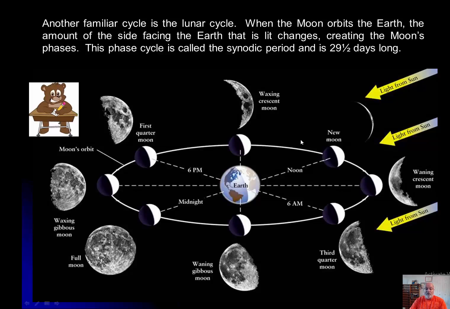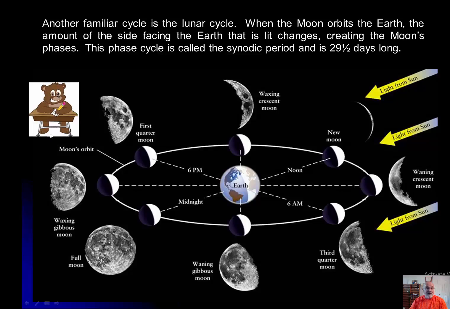And what that basically means is from new moon to new moon, 29.5 days, or first quarter, excuse me, waxing crescent to waxing crescent, first quarter to first quarter, waxing gibbous to waxing gibbous, full moon to full moon, 29.5 days. And that's going to actually differ in terms of the moon going around the Earth, because the moon goes around the Earth every 27.3 days, and we'll talk about that later on.